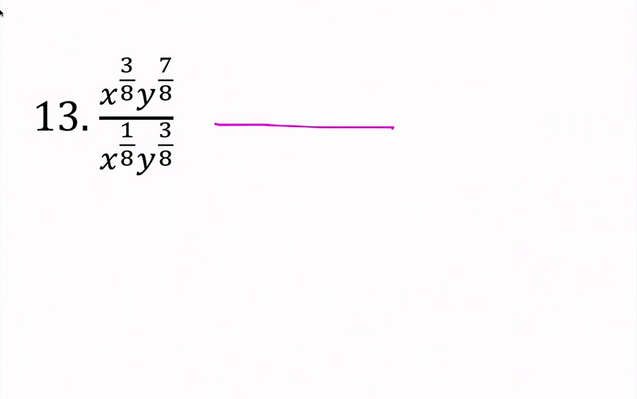Okay, so I see x is on top and bottom, no warnings. I know 3 over 8 is bigger, so I'm going to go ahead and put my x on top. I know when it's on top and bottom, I subtract. So I'm going to take 3 over 8, subtract 1 over 8. That's going to give me 1/4.